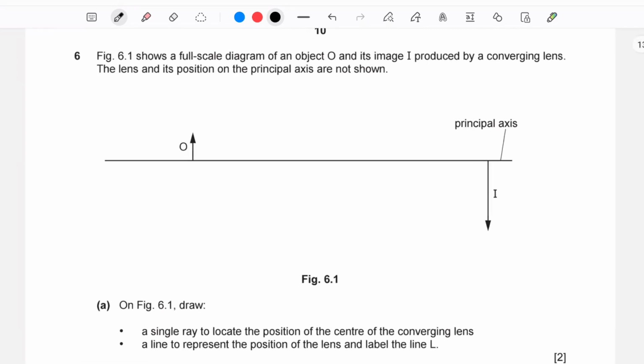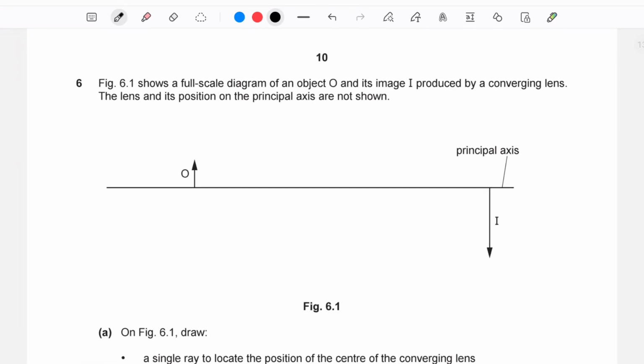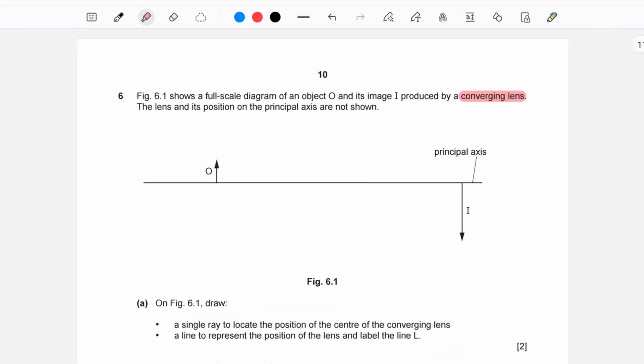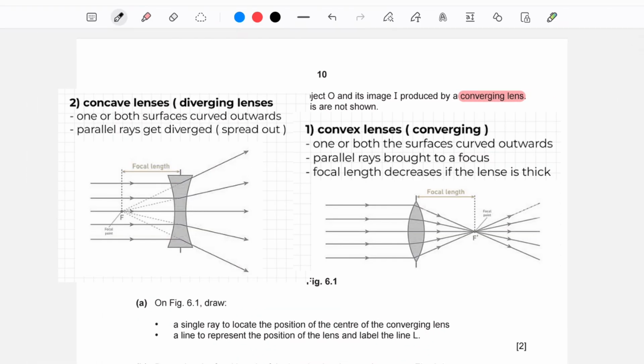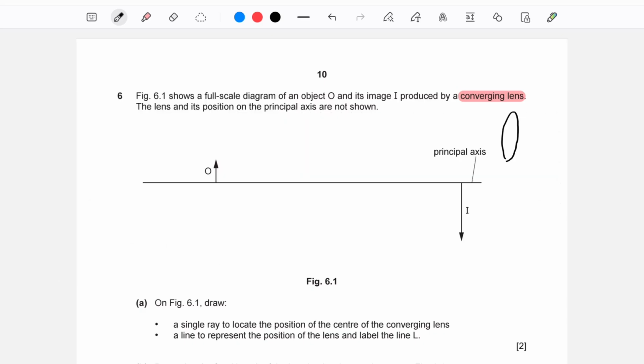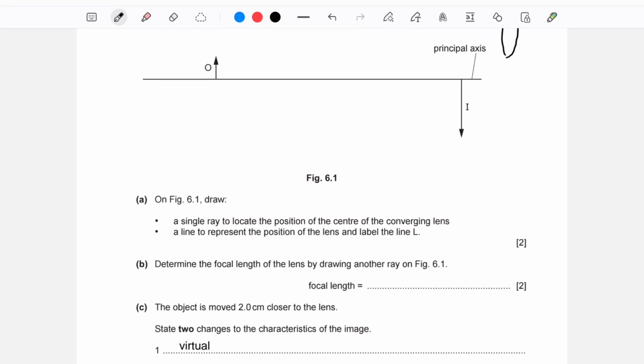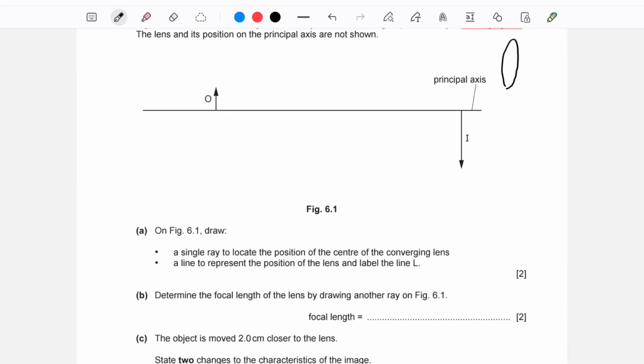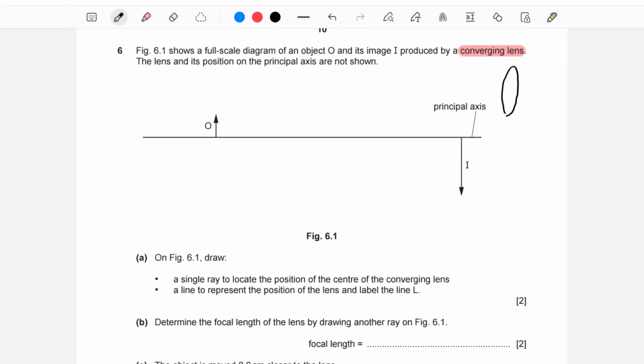Question 6. Figure 6.1 shows a full-scale diagram of object O and its image I produced by a converging lens. The lens and its position on the principal axis are not shown. Okay, so the lens is not shown, but this is how a converging lens looks. On figure 6.1, draw a single ray to locate the position of the center of the converging lens. So we want to locate the center of the converging lens by drawing a single ray.